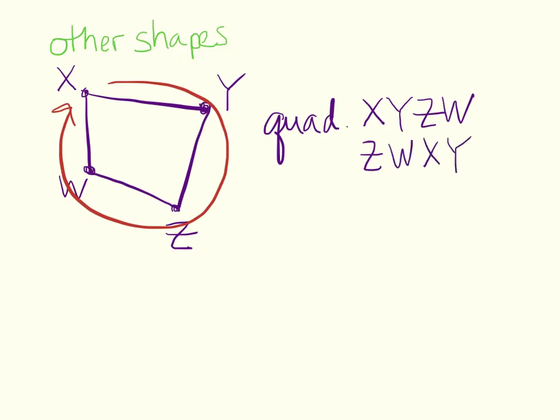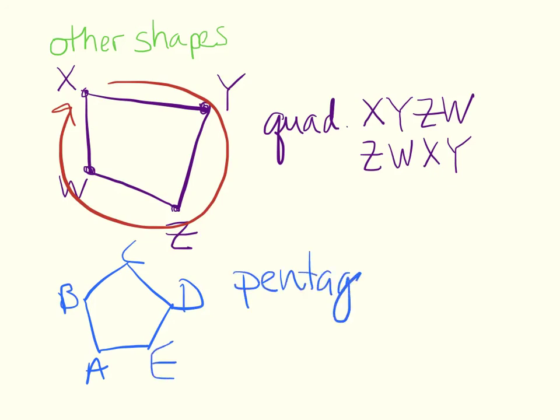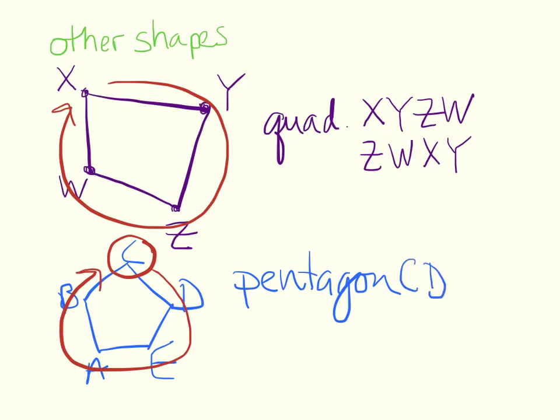Same is true if I had, say, a pentagon, A, B, C, D, E. So this is pentagon. Again, pick any letter to start with, let's say C. And we're going to go clockwise and label the letters C, D, E, A, B. I could have started at A. A, B, C, D, E. There's nothing to really understand here, except that this is just what we name things.